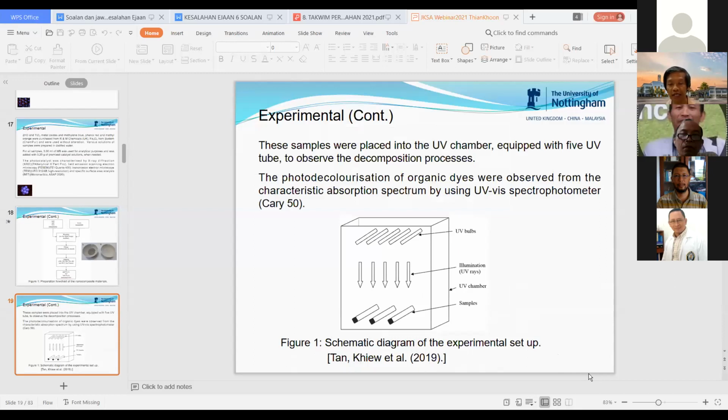So we directly add 0.2 gram of this nanocomposite, which has already been sintered, into the sample of organic dye. Then we put it under UV light, and we vary the time as well. That's how we find out the rate of degradation.